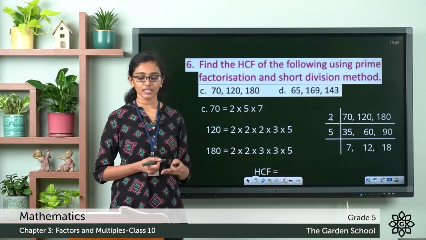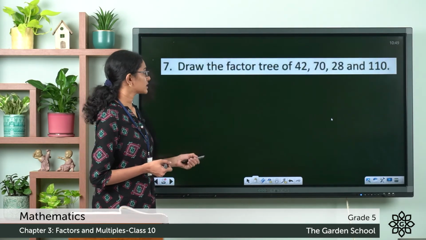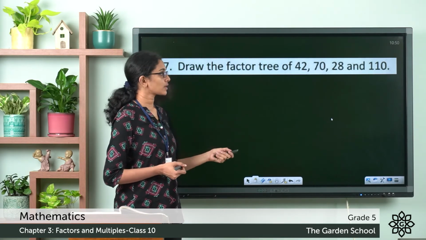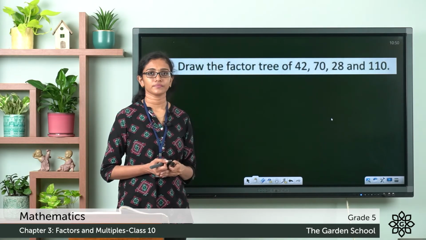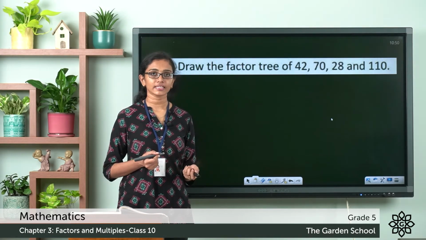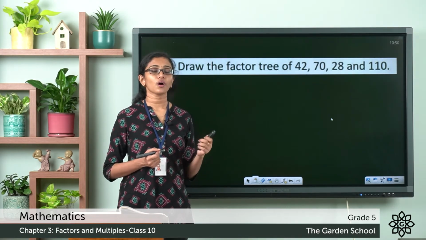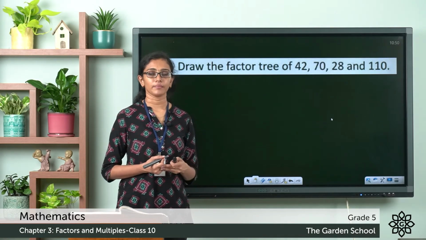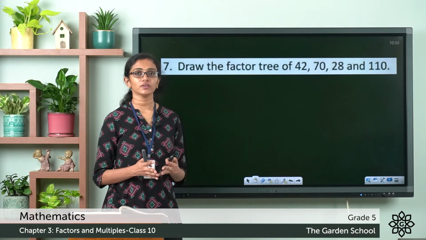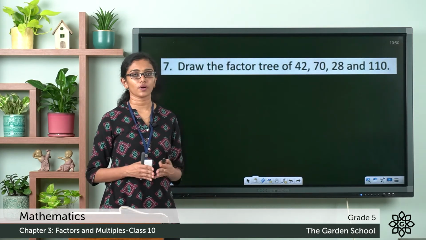Now if that is clear, let's move on to question number 7. It says to draw the factor tree of 42, 70, 28 and 110. What is a factor tree? A factor tree is a tree-like diagram that can be used to show all the factors of a given number. So now let's see how we can draw the factor tree for the prime factorization of 42.